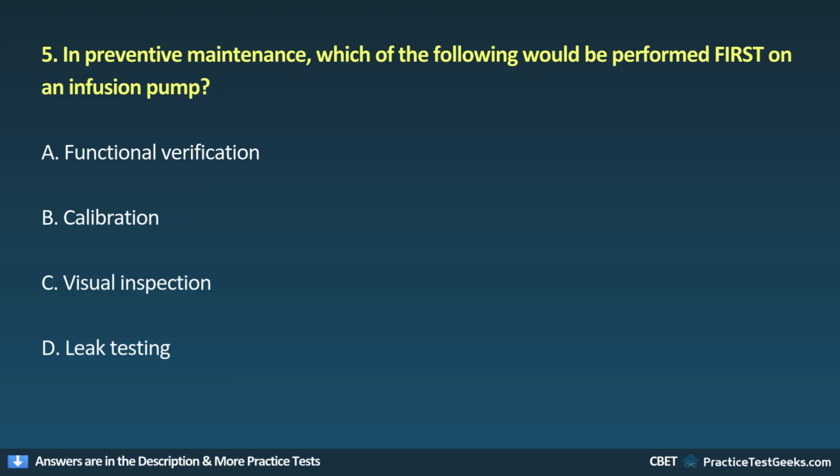5. In preventive maintenance, which of the following would be performed first on an infusion pump? A. Functional verification. B. Calibration. C. Visual inspection. D. Leak testing.